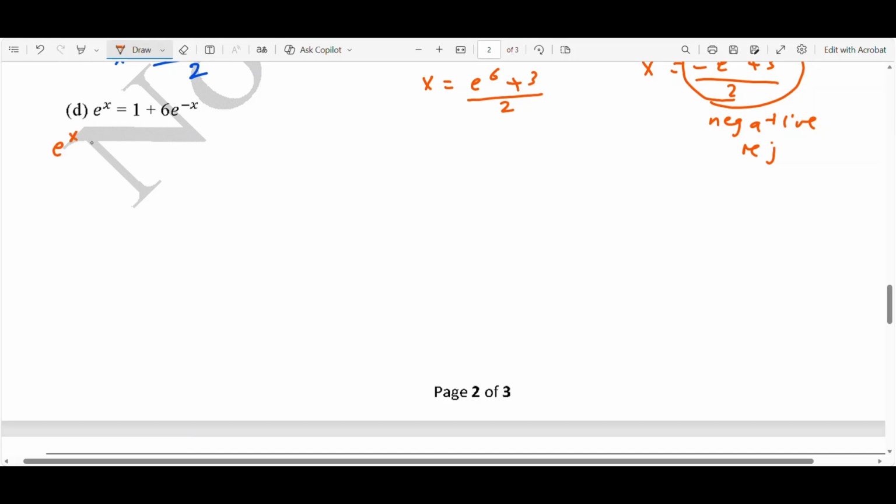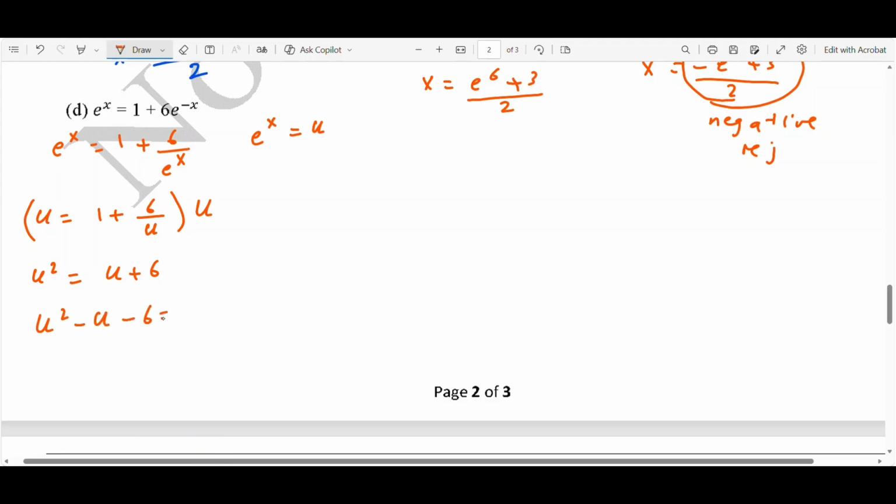e to the power x equals 1 plus 6 over e to the power x. I'm going to assume that e to the power x equals u. Then I'm going to use substitution. u equals 1 plus 6 over u. I'm going to multiply by u to convert it to quadratic. u squared equals u plus 6. Then I'm going to set it equal to 0. u squared minus u minus 6 equals 0.